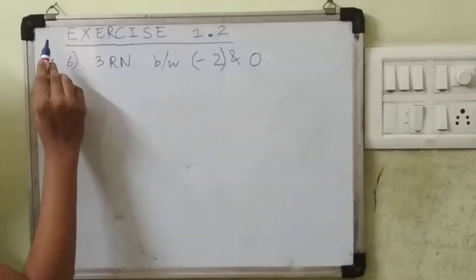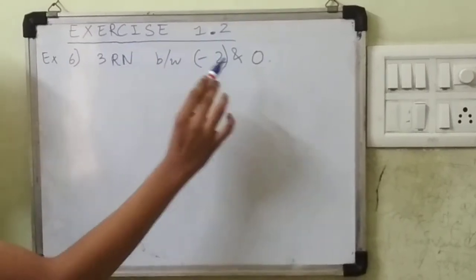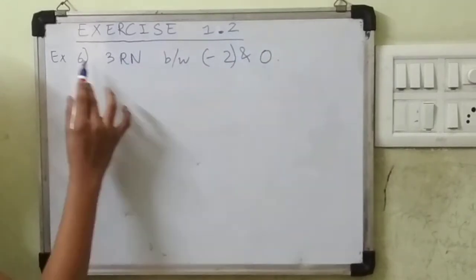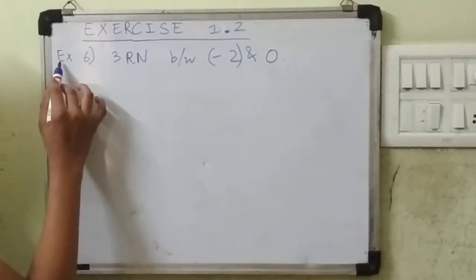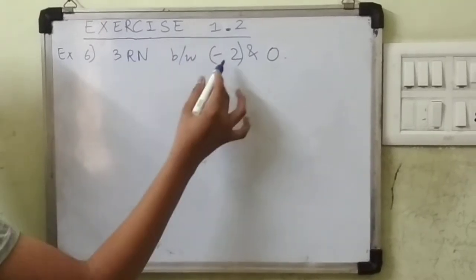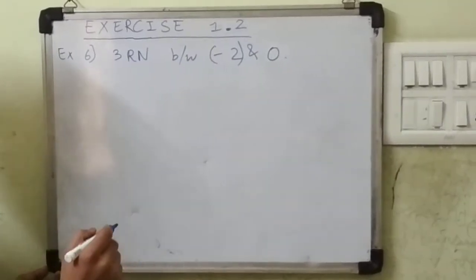In this video, I'll be discussing exercise 1.2 of NCERT class 8 mathematics. Okay, so let's begin. First, we'll be taking example number 6, which says that we have to find three rational numbers between -2 and 0. So, how to solve it?